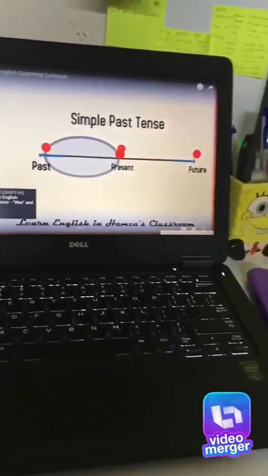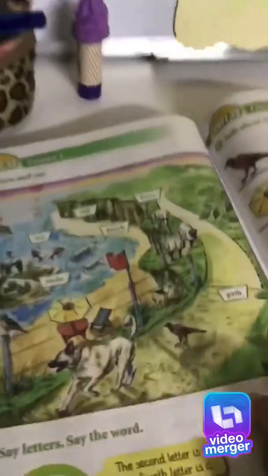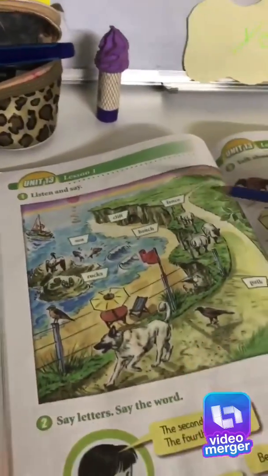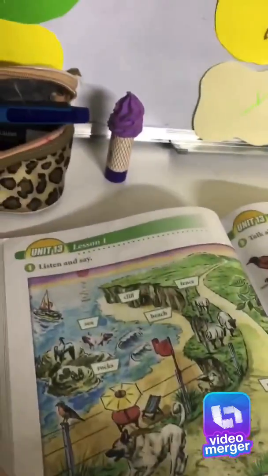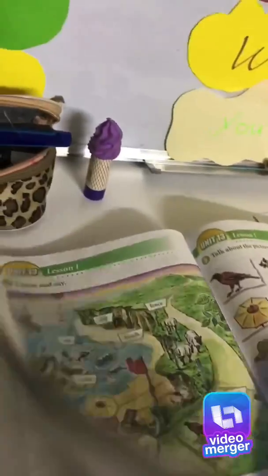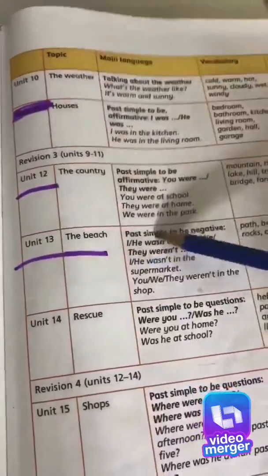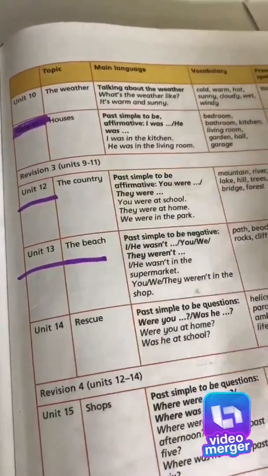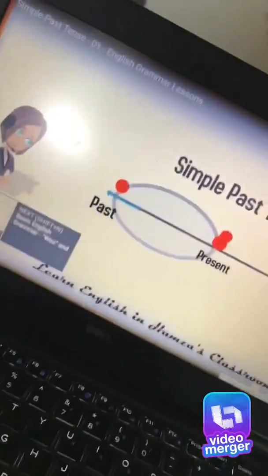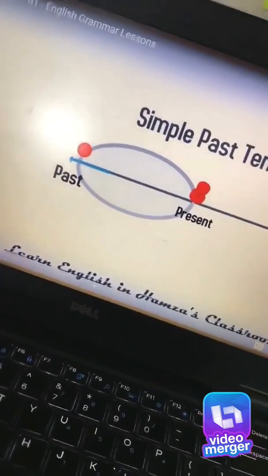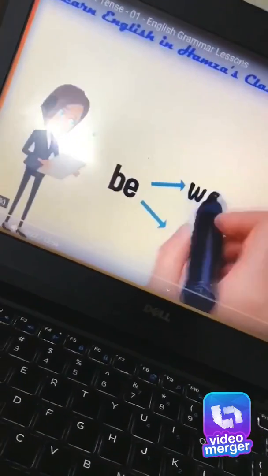Okay, my dear students, we have Unit 13 and Lesson 1. As you know, we have the vocabularies, but Unit 13 is just talking about past simple to be, with negative. We are using the past simple with the verb to be.